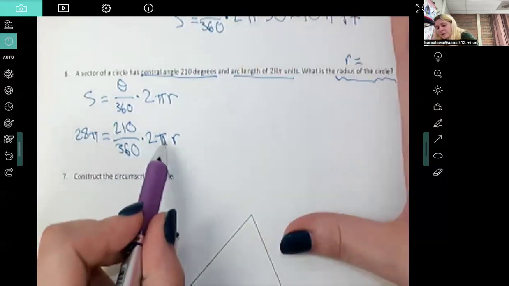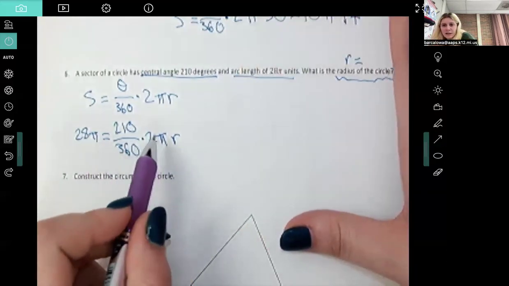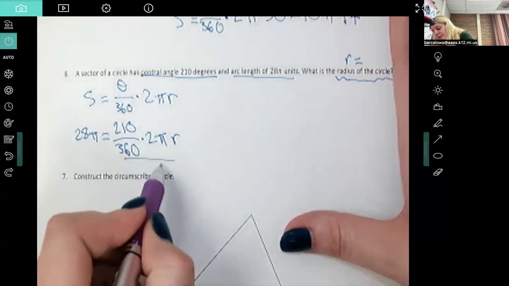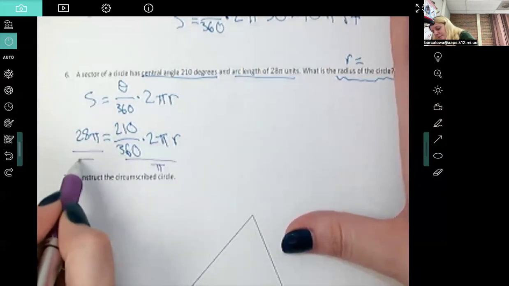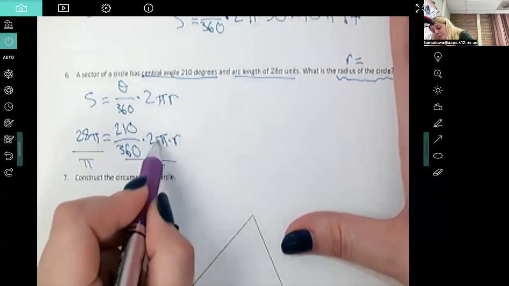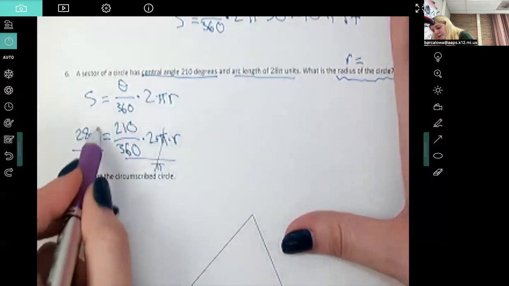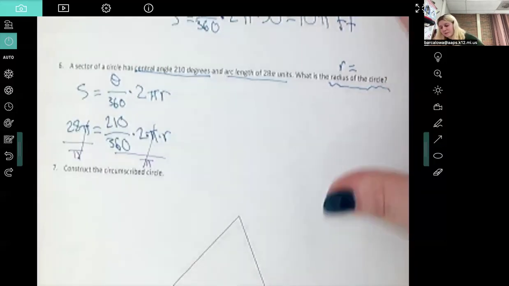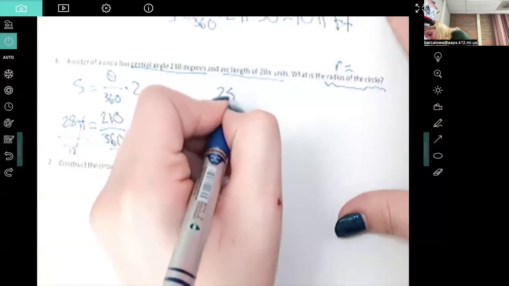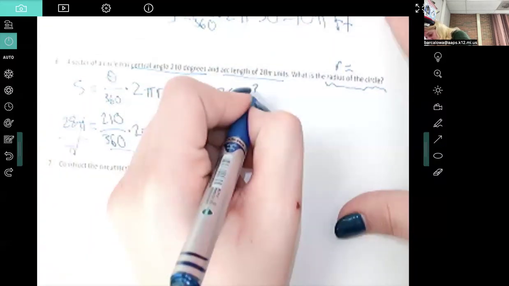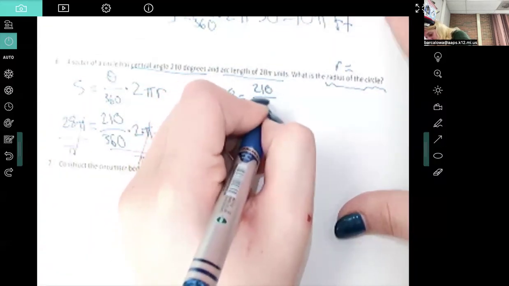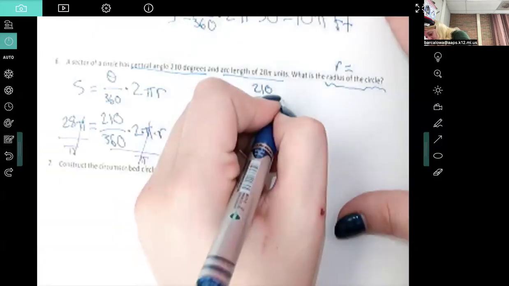First I want to get rid of this pi. It's kind of bugging me. If I divide by pi on both sides, because it's being multiplied here, right? Opposite of multiplying is dividing. Look, it goes away. That's convenient. Now I just have 28 equals 210 over 360 times 2r.